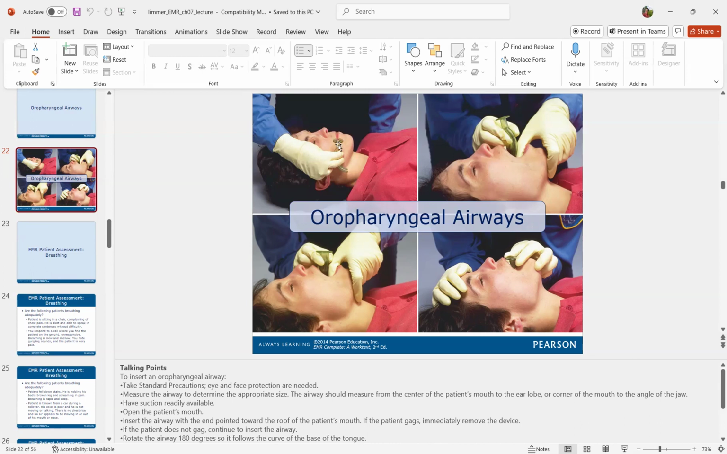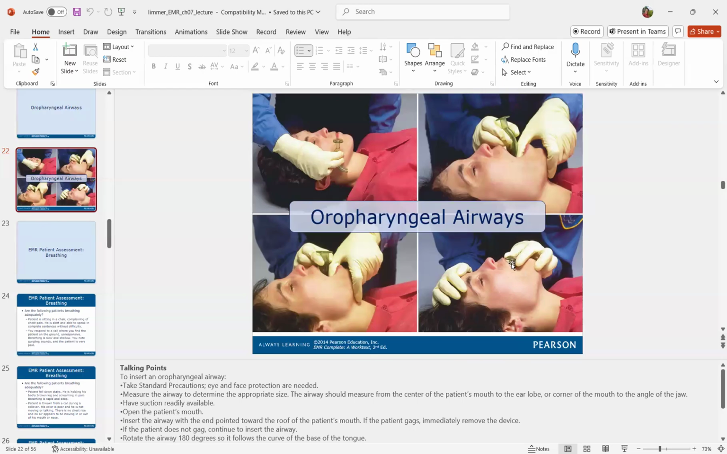This is going to go behind the tongue, push the tongue forward, and it's going to create an airway for us. So we're going to measure this from the side of the lips down to where that jawbone comes up. We're going to put it in upside down, about halfway, and we're going to rotate it 180. Then we're going to drop it in the rest of the way. And then it should look like this when we're done.